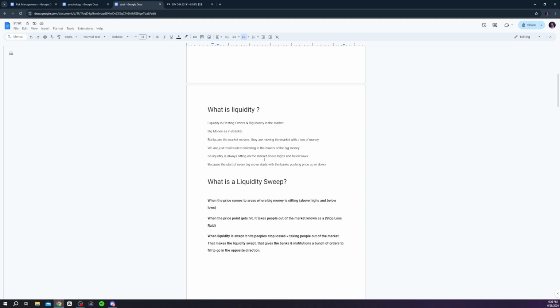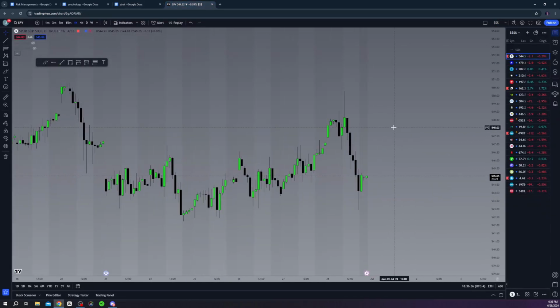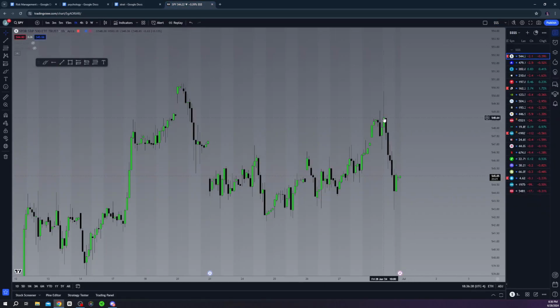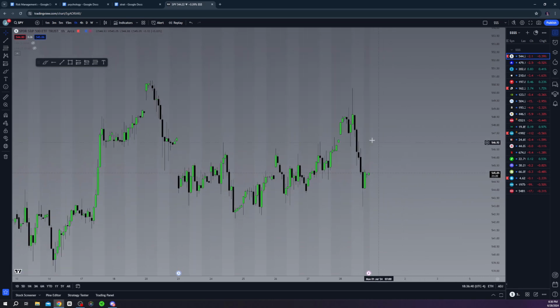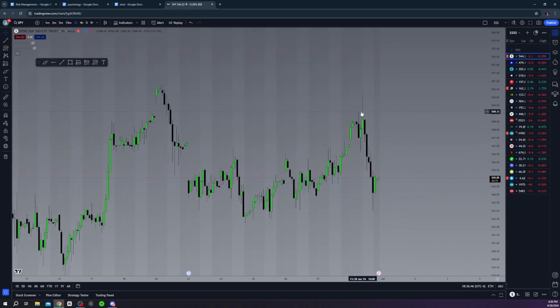So, liquidity is always sitting on the market somewhere above highs, below lows, because the start of every big move starts with the banks pushing up or down. So, let's give an example. Do you see today this huge downside move? Good price action today. Very big candles to the downside. You see this, and it's very important to see this. You see a liquidity sweep, and then boom, a big down movement. But you need to know what liquidity even is.